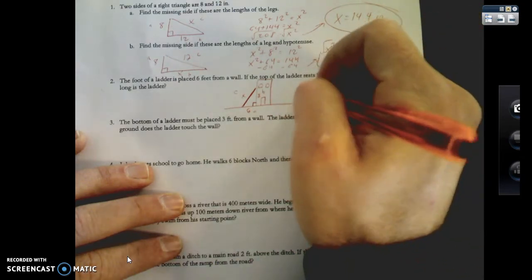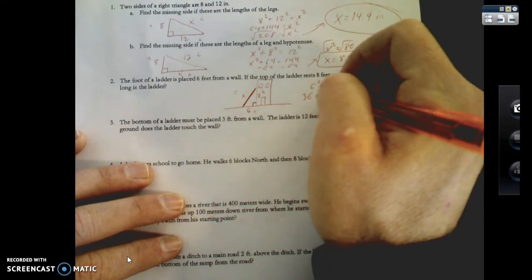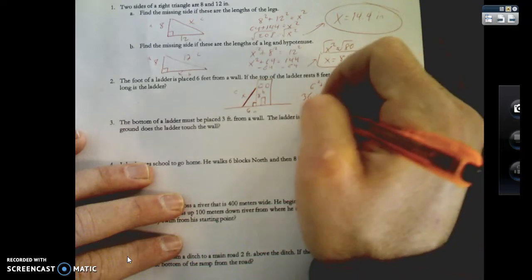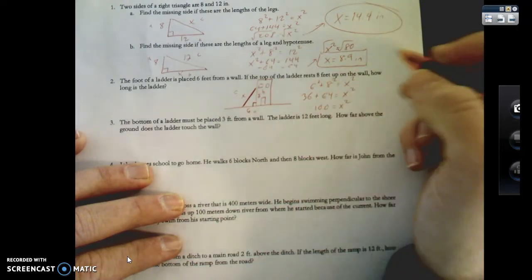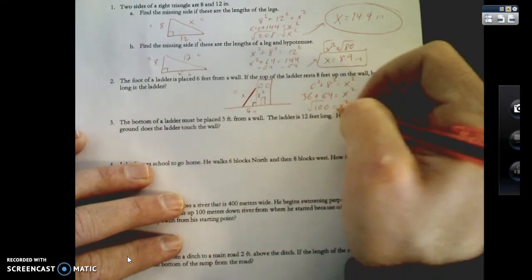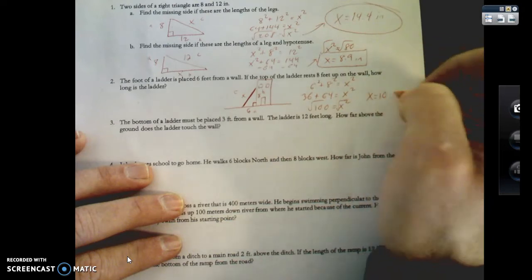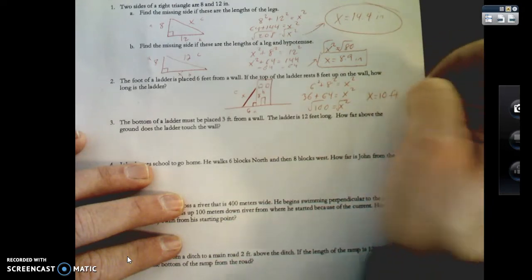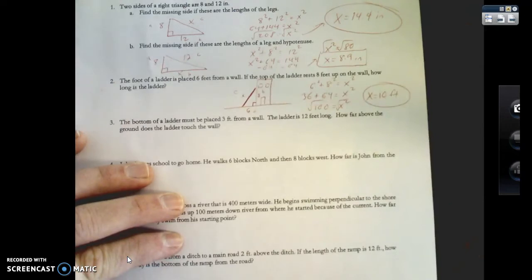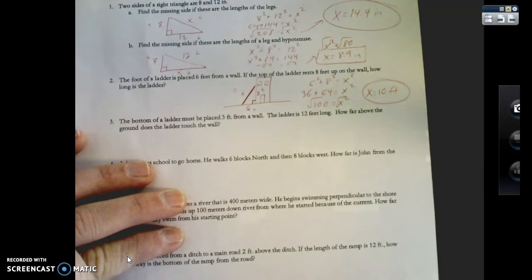6 squared is 36. 8 squared is 64. Add them together, I get 100. If I square root that, the square root of 100 is 10 feet. Very good. And again, makes sense because it's the largest side, so it would be bigger.